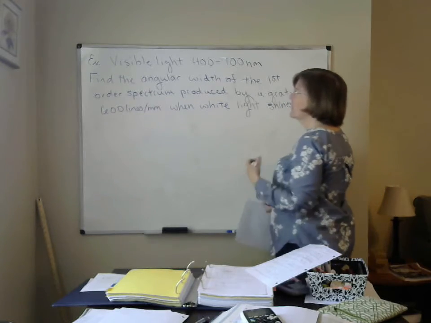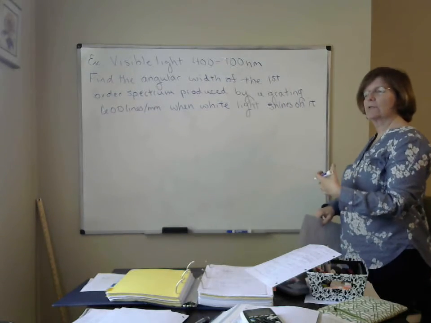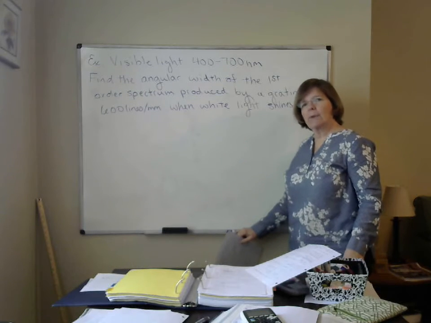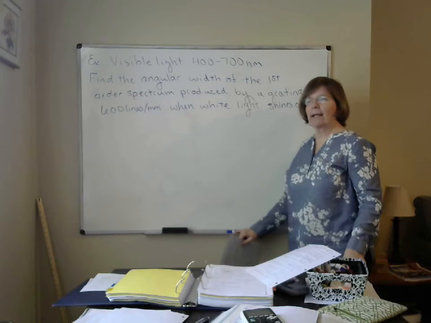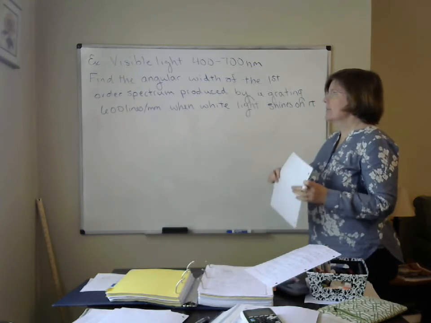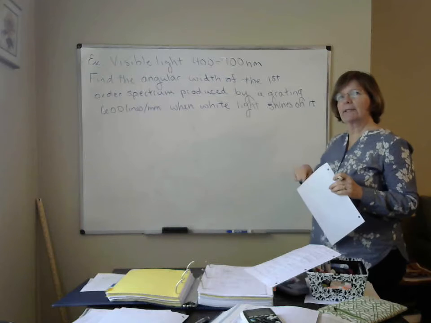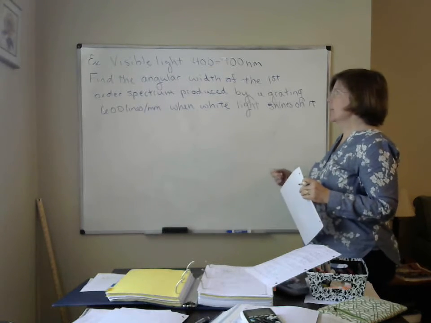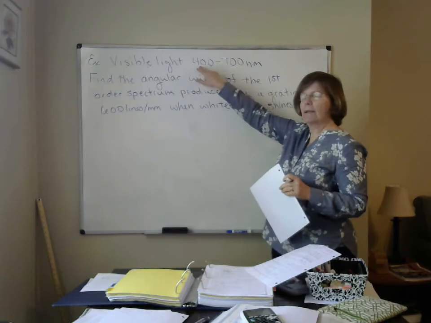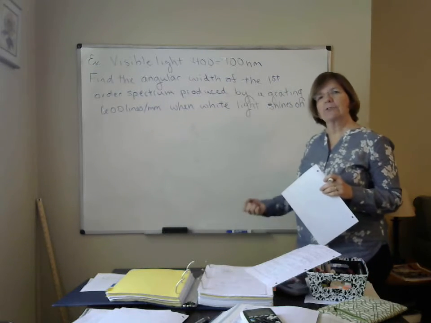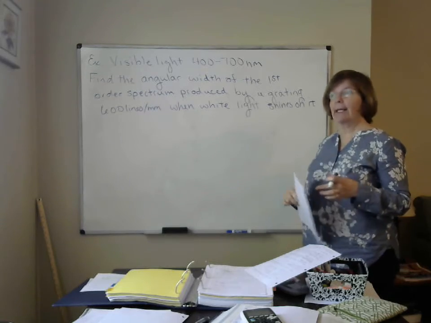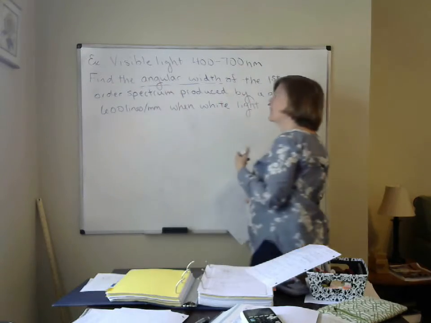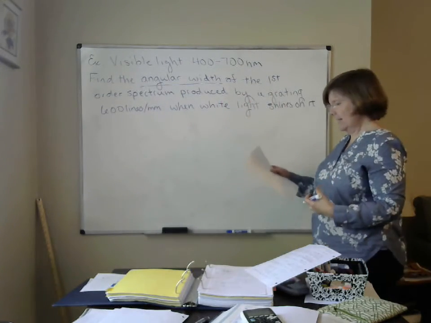Okay, we know that white light contains all the colors of light, and we also realize that where your central bright spots are depends on the wavelength of light. So the location of red light that has a wavelength of 700 nanometers is not going to be the same location as the bright spot for violet light down here at 400 nanometers. They're going to have different locations, and they'll actually be at different angles. And so they want us to find that angular width, or that difference between the angles.